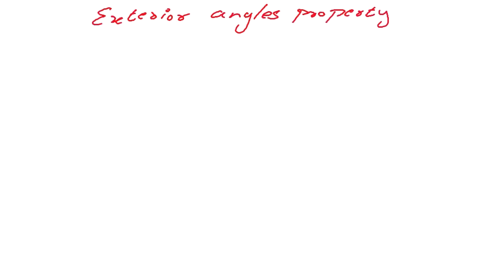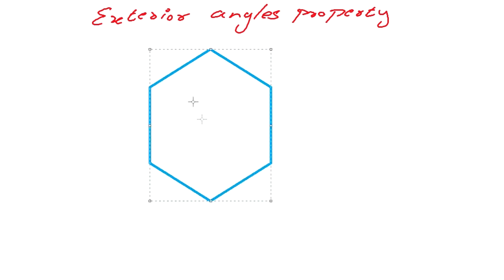So, exterior angle property. To understand the exterior angle property, let us first know what the exterior angle of a polygon is. Now let us consider a hexagon, for example. What is the interior angle of this hexagon? The interior angles are generally measured between two adjacent lines, that is, two lines at the inside of the polygon. These are known as interior angles.